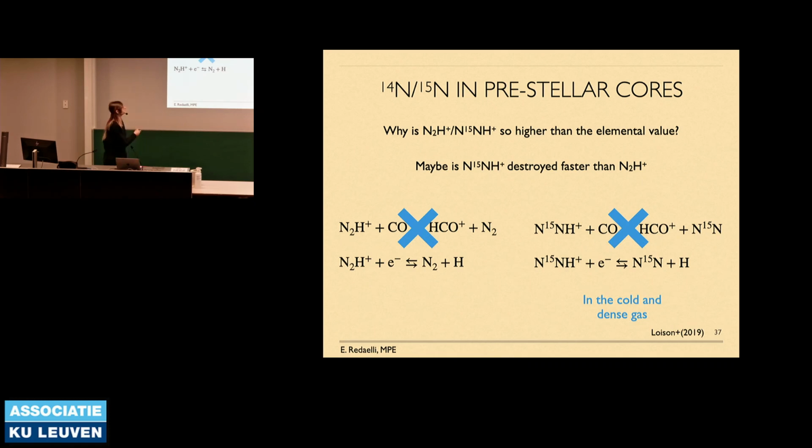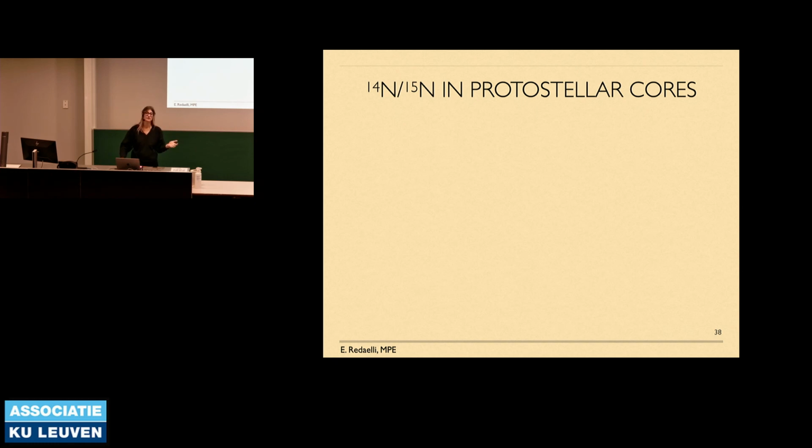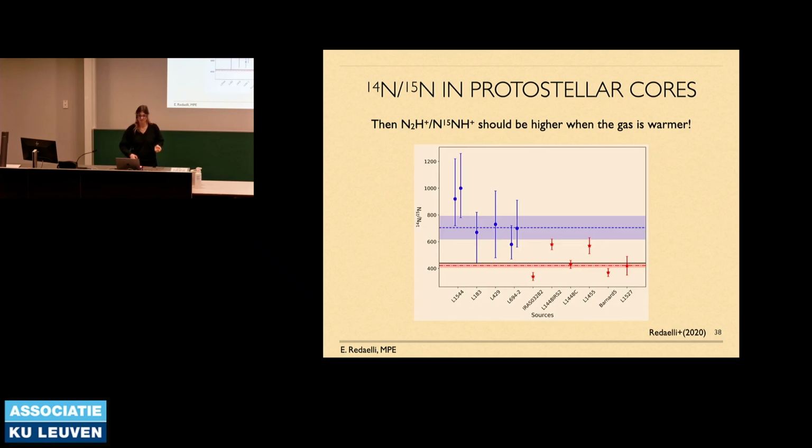And if the reaction rate for these two would be different for some reason, of course, you could destroy this species faster than this. And in order to test this hypothesis, we went and detected the same molecules in protostellar cores, because this is warmer and therefore you should have more CO around and the value should go down. And this is what we observed.